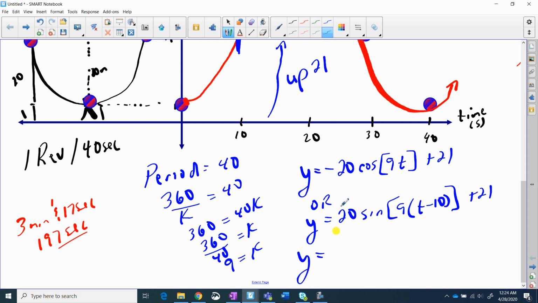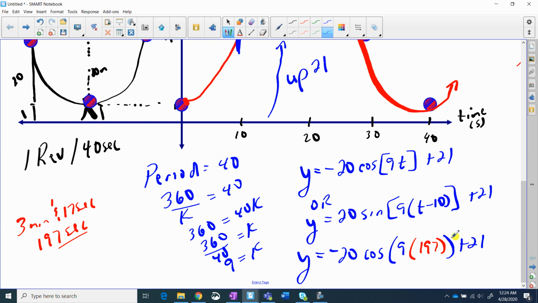So y equals, I'll use the top one, minus 20 cosine brackets 9. Just change up the colors for emphasis here. This is going to be 197. That's going in for t, plus 21. Now at this point, you need to have enough calculator skill to be able to input this all at once on your calculator.